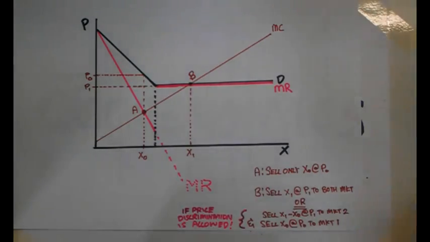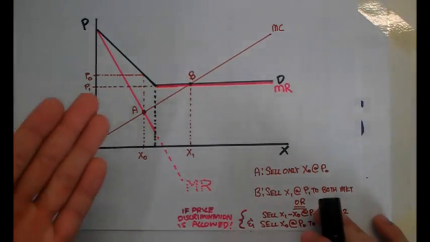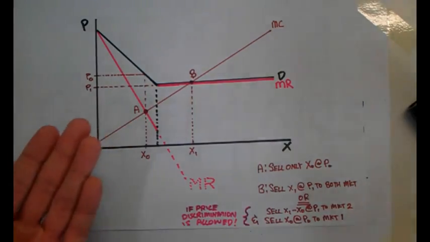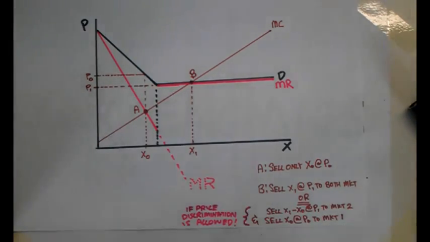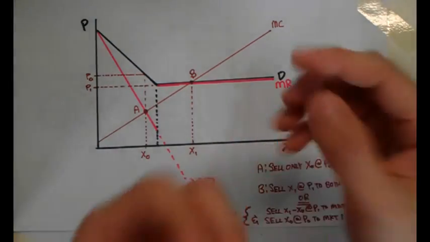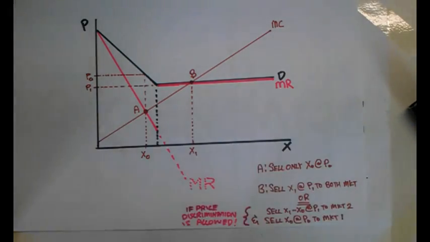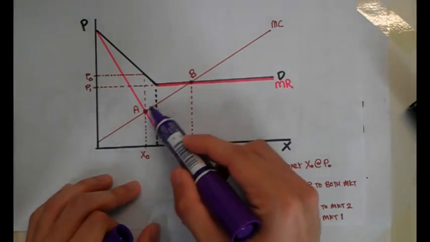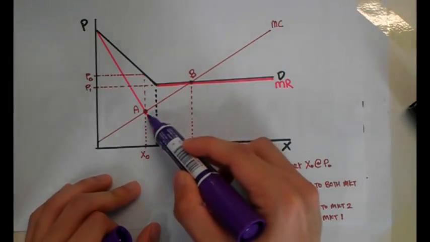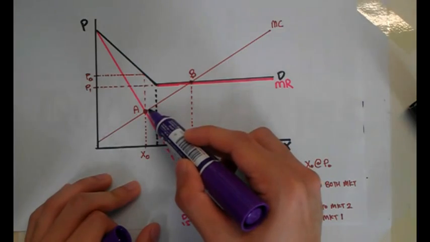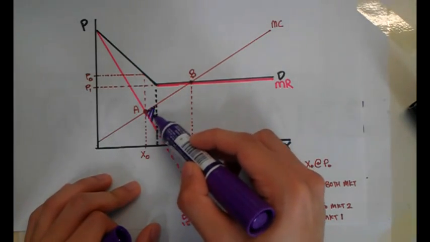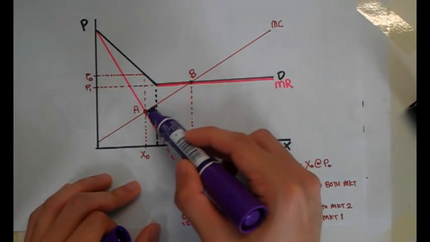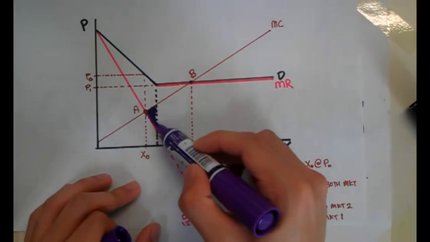Now, if you can only charge one price, how do we decide whether the monopoly should be at A or B? It's very simple. We need to identify, number 1, the area of loss, and number 2, the area of gain. How do I identify the area of loss first? As you can see, at this point over here, MC is higher than my MR. So this triangle over here is my area of loss because my MC is higher than my MR.